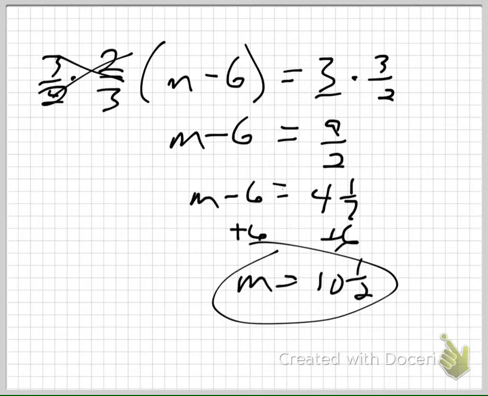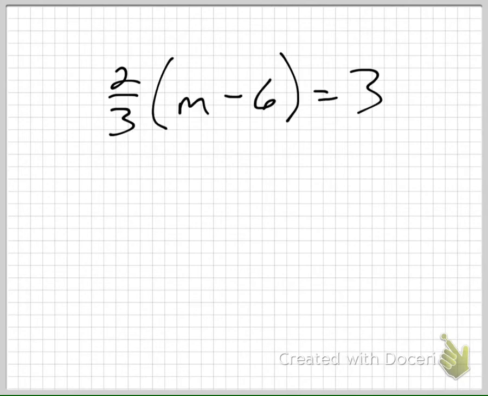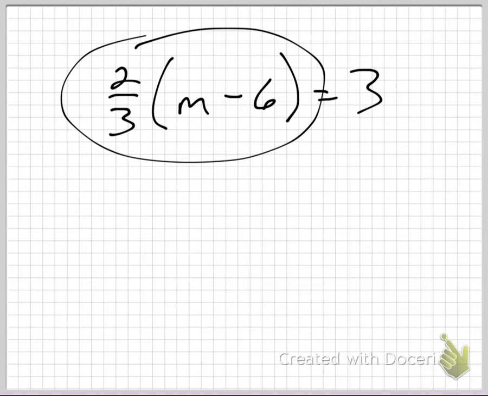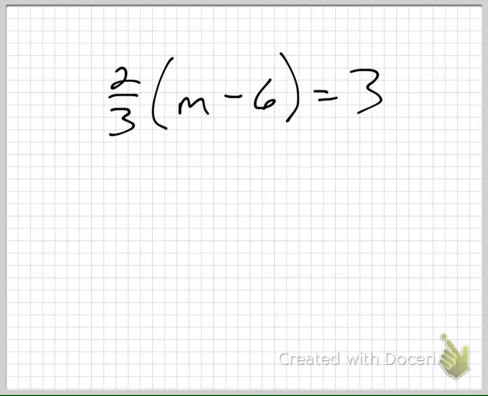Does that make sense? It just depends, right? The only reason why you're allowed to do it is because this original problem, 2/3 times m minus 6 equals 3, has just two multiplyings here. Isn't 2/3 just multiplying whatever's inside there? So what can I do? Remember, you're allowed to do whatever you want to an equation. Anyway, do another one.